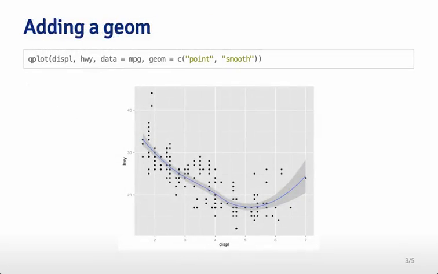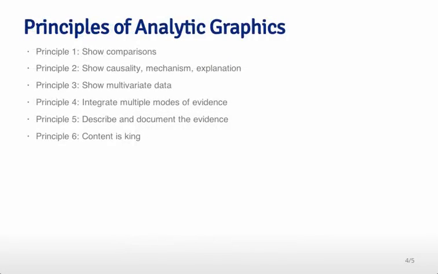So, for example, it'll talk about how to use the ggplot2 package to make plots like this, pretty smooth scatter plots that allow you to understand the relationship between different variables. It'll talk about the principles of analytic graphics. What are the principles that you need to create graphics that will be useful to figure out what's actually going on with the data that you're working with?